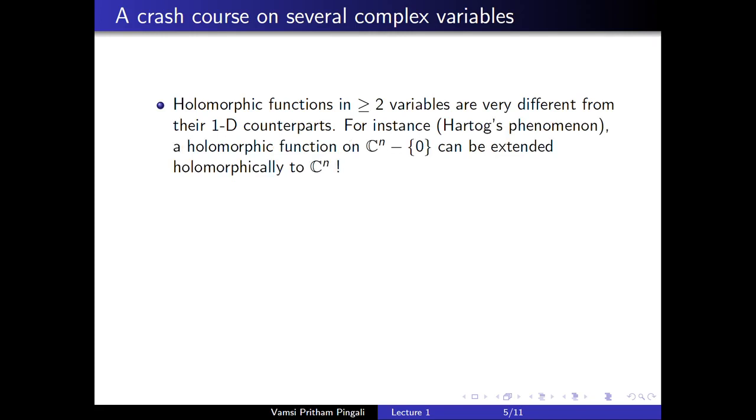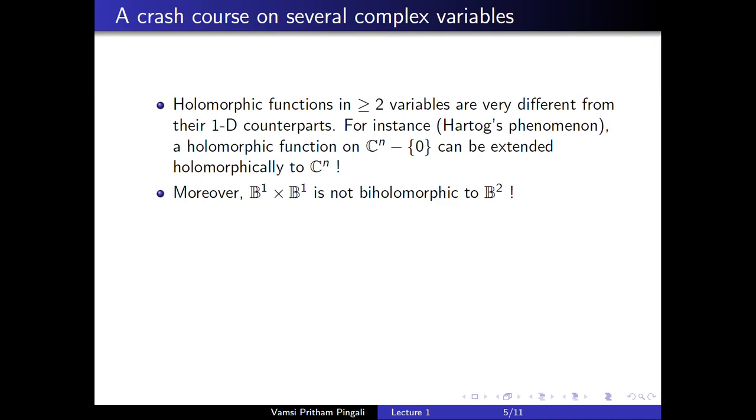If you take a holomorphic function on Cn minus the origin where n is greater than or equal to 2, it can always be extended holomorphically to all of Cn. This should be shocking because, for instance, if you take n equals 1 and you take 1 over z, that cannot be extended all the way to C, right? It has a singularity at 0. So what this phenomenon indicates is that the singularities of holomorphic functions in more than two variables cannot be simply isolated points, right?